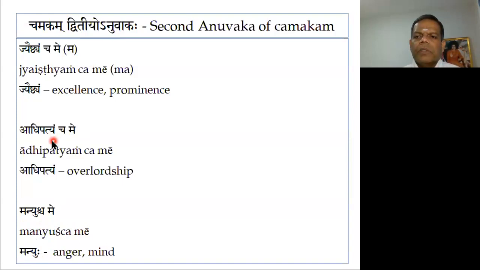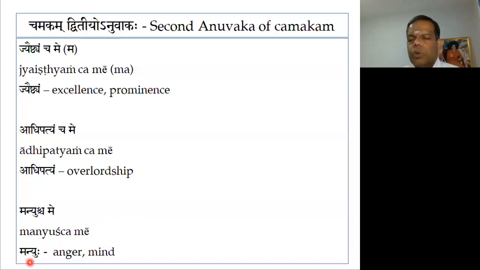Talking about sandhi, even in adhipatyam chami, there is a sandhi. Actually, it has to be pronounced as "ng" adhipatyam chami, because that is the fifth letter in the cha varga. The anuswara becomes "ng" because of the cha in pronouncing, but adhipatyam chami is also acceptable. There also the sandhi is present, but here the change becomes more pronounced. So manyuschame, manyuhu chame.